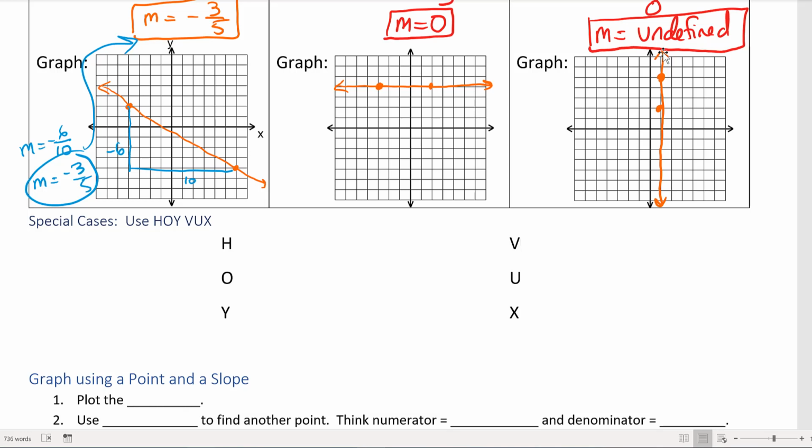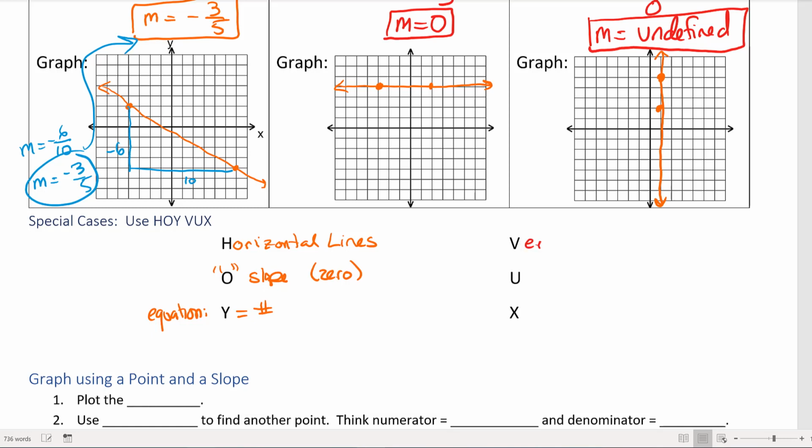The H in HOI stands for horizontal. Horizontal lines have, this O is for 0 slope. I know it's an O, but it's also a 0 for this one, okay? So write 0 in parentheses. And the equation looks like y equals some number. So when we start writing equations, we'll need to use this y equals equation, and also when we're graphing, so that'll be helpful. Now VUX has some meaning as well.